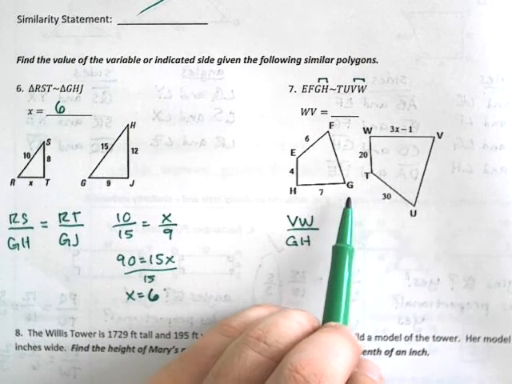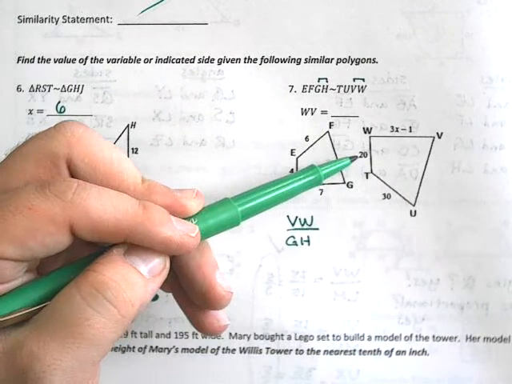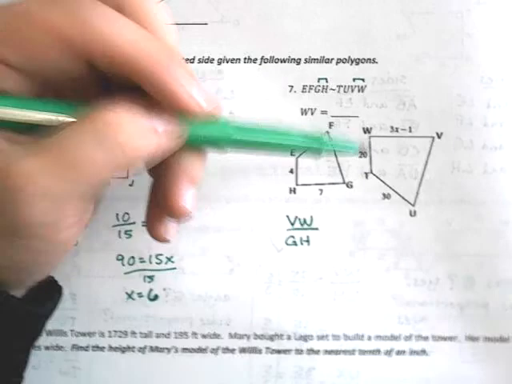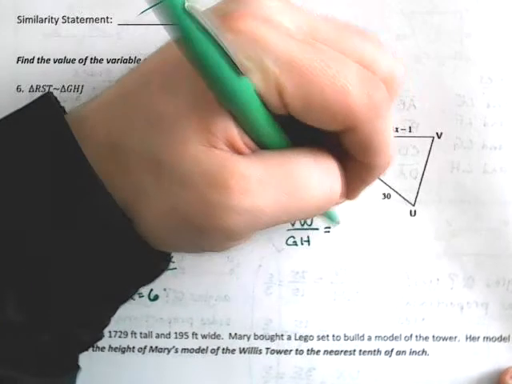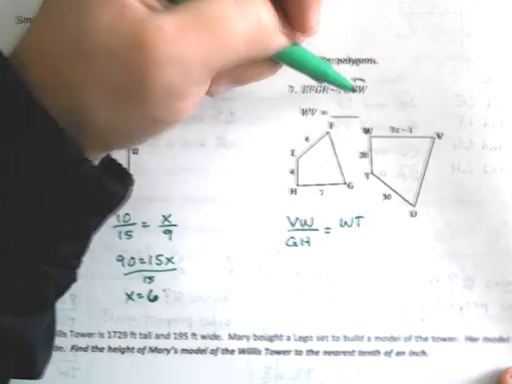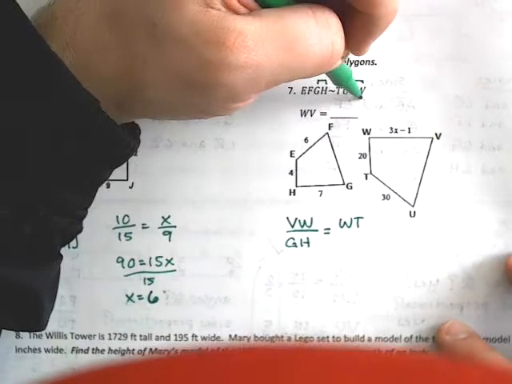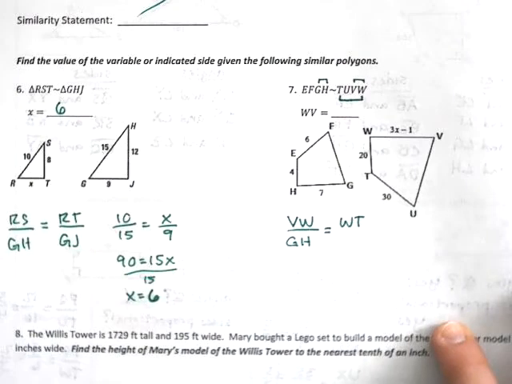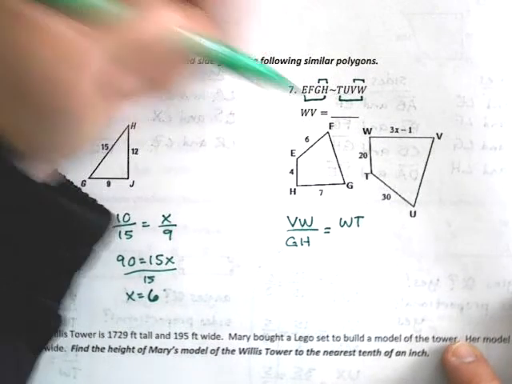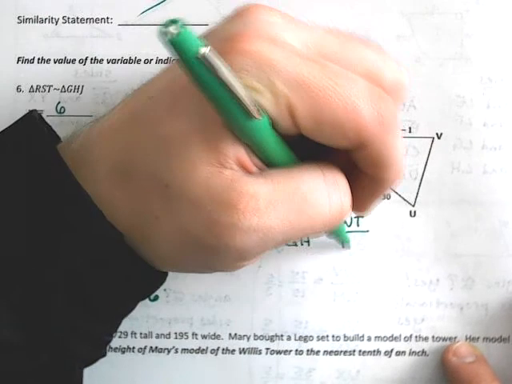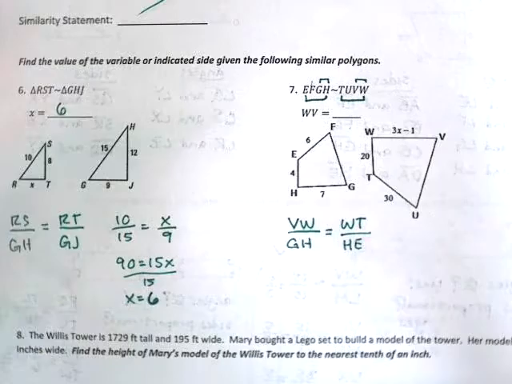Alright, so that's good. The other thing, you can kind of pick now, guys. Do you want to use the 20? Do you want to use the 30? I'm going to go with the 20. So I want to use WT. W and T are the first and fourth letters, which means WT needs to be similar to HE, because H and E are the first and fourth letters in the other polygon.